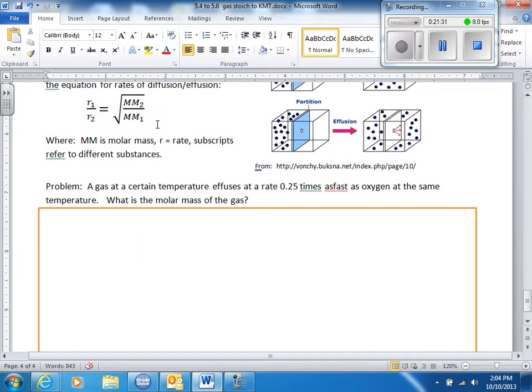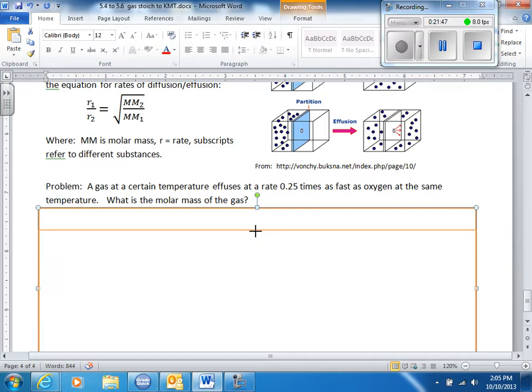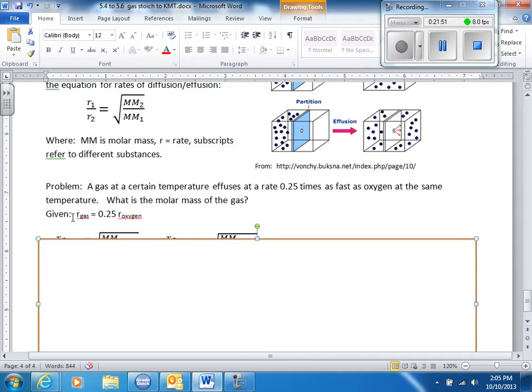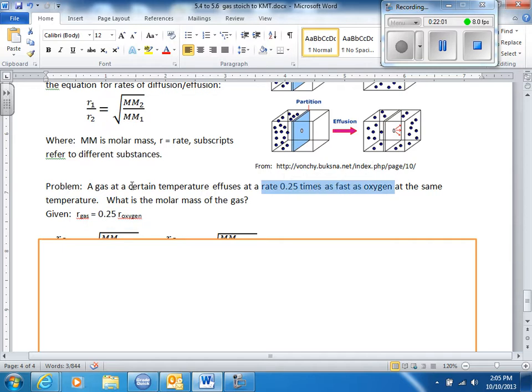And we're going to do a problem. We'll use this equation and that alone. A gas at a certain temperature effuses at a rate 0.25 times as fast as oxygen at the same temperature. What's the molar mass of the gas? Now, this is actually really, really easy. We're just plugging into this equation, but the key to this is setting up your initial equation. We're given that the rate at which the gas effuses is 0.25 times the rate of oxygen. You have to convert this sentence into an equation. So the gas effuses, our gas, at a rate 0.25 times as fast as oxygen. So our gas is 0.25 times our O2. And we're going to plug that into this equation right there.